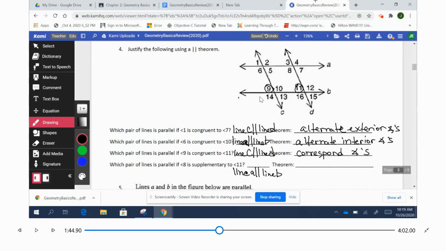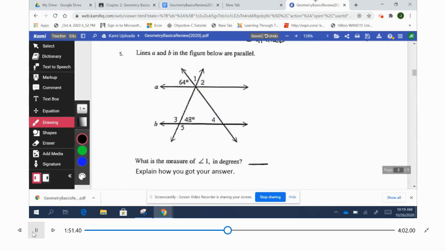Okay, now 8 and 11, I must not have recircled those. 8 and 11 would be consecutive interior if lines A and B are cut by transversal D. Okay, so 8 and 11 would be consecutive interior. When those are supplementary, lines A and B would be parallel. I think I never fixed which angles those were, but okay.